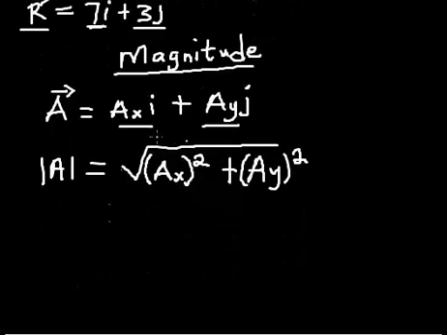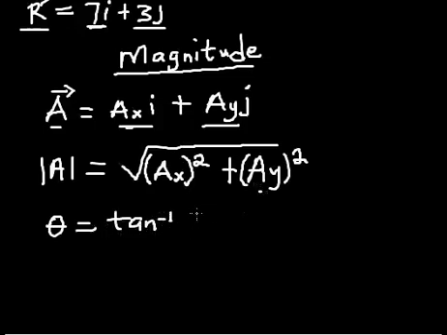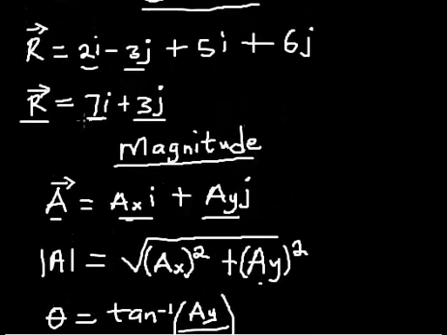Now if you want to get the direction of the vector, the direction is the angle theta between the resultant A and any of these vectors. So to get the direction, theta is going to be equal to the tan inverse of the vertical component, which is ay, divided by the horizontal component, ax. This is the direction. So now applying this to this question.